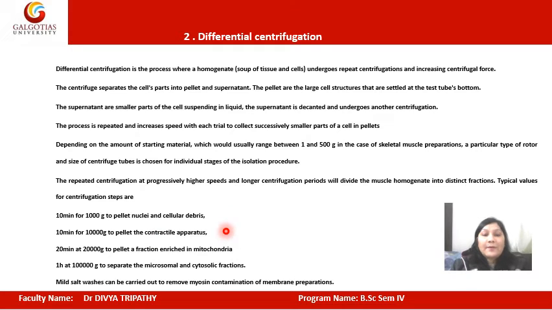Now, we will separate this nuclei and cellular debris pellet from the tube, and the supernatant will be subjected to another cycle of centrifugation that will be 10 minutes at 10,000 G. In this cycle, the contractile apparatus will form a pellet. Now again, we will separate this pellet from the supernatant and the sample tube will be subjected to another cycle of centrifugation, and this time we will take 20 minutes at 20,000 G.